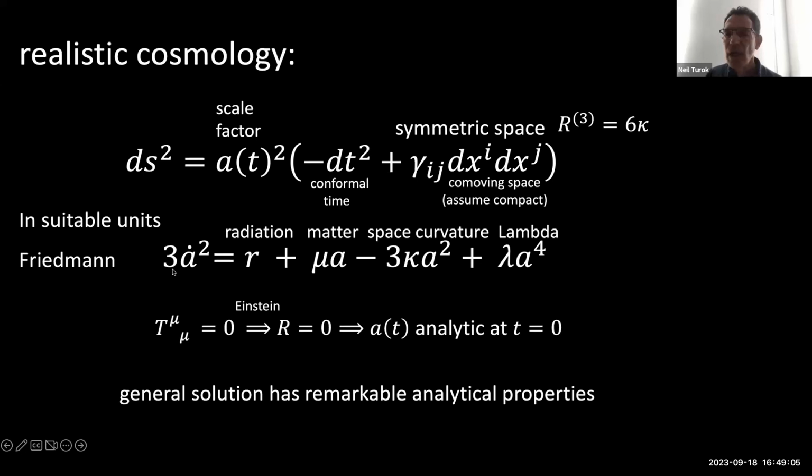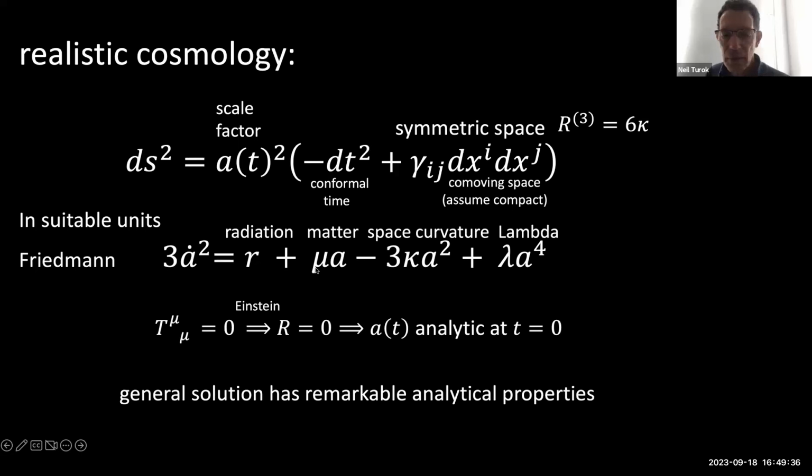And as soon as you write down this Friedmann equation, you should realize that it's analytically solvable, because this is just a particle in a quartic potential, and that problem was solved in the 19th century. So the general solution of this equation for arbitrary radiation, matter, space curvature, and a cosmological constant is a Jacobi elliptic function. And so we noticed this. It's amazing it wasn't noticed before.